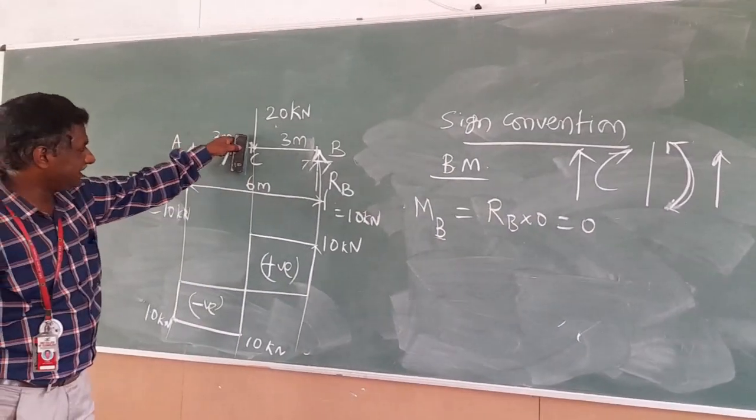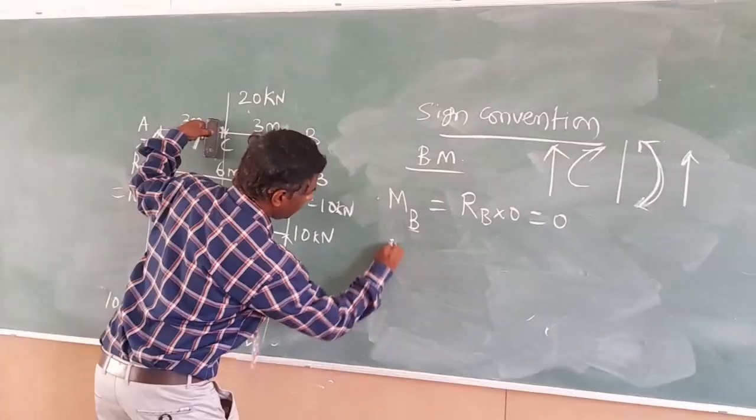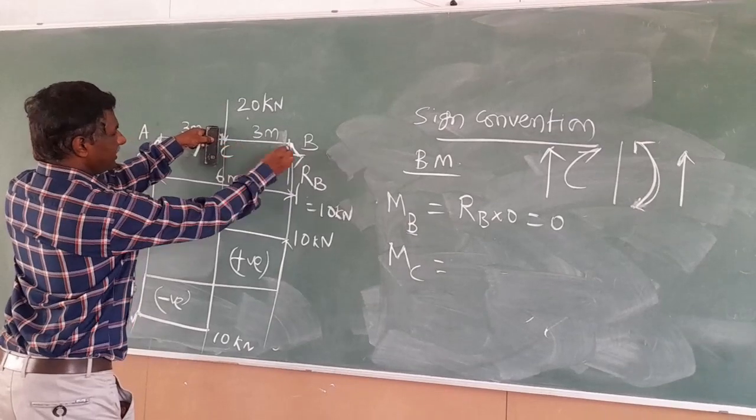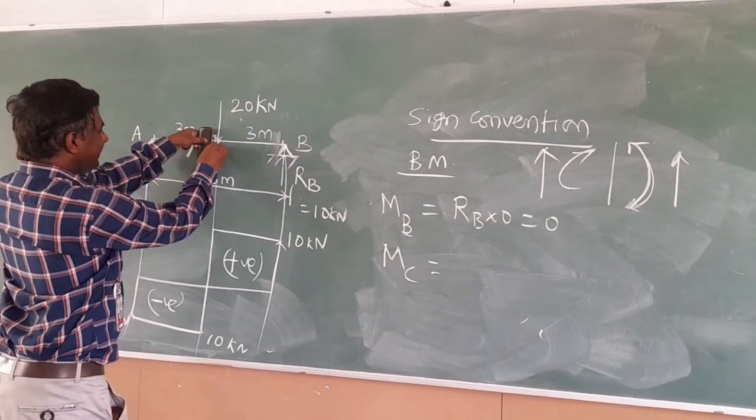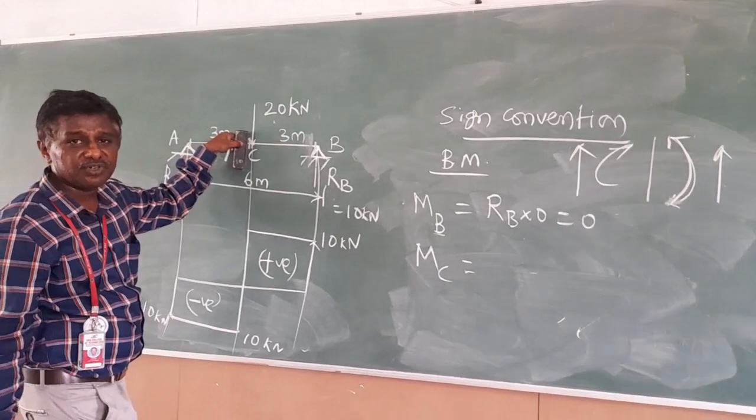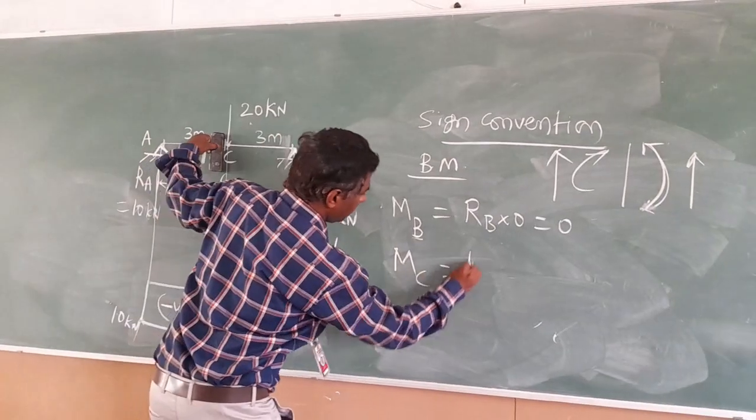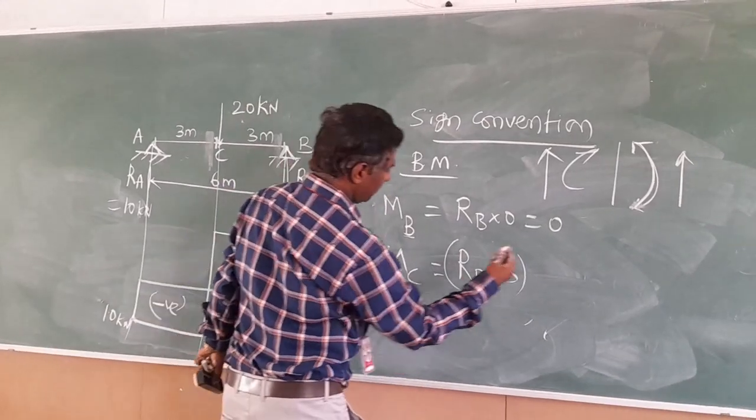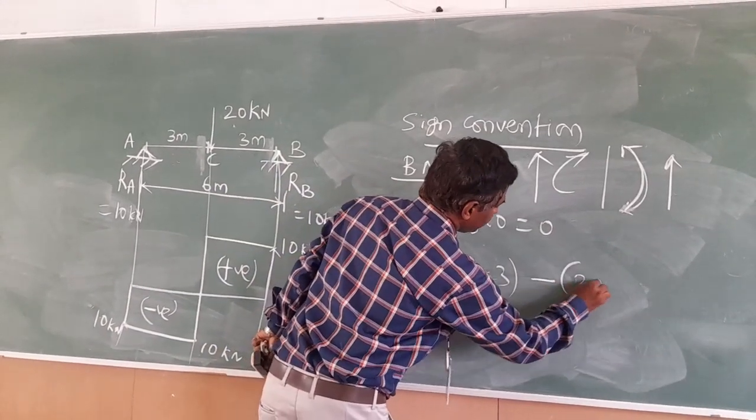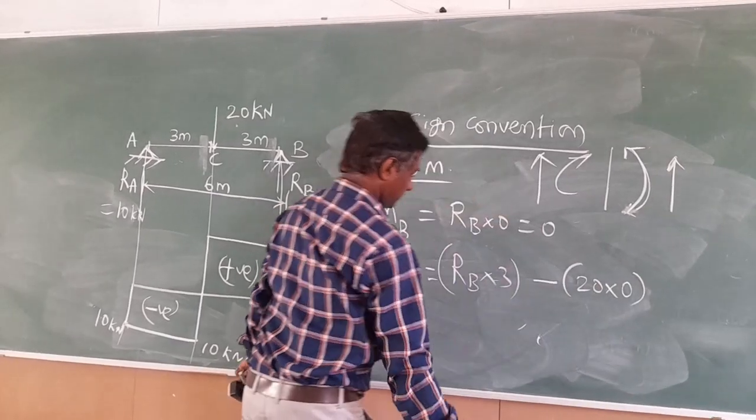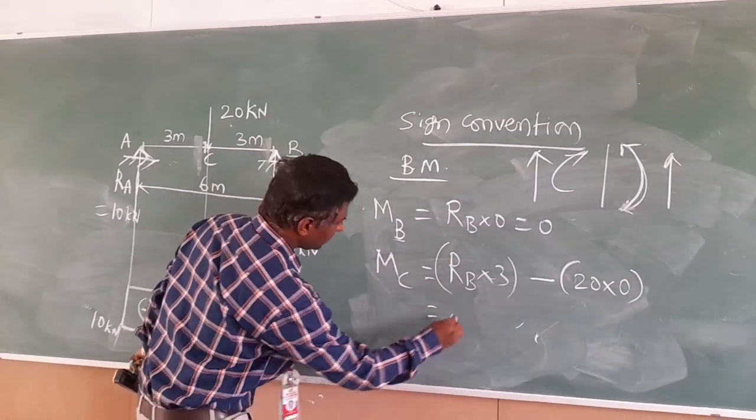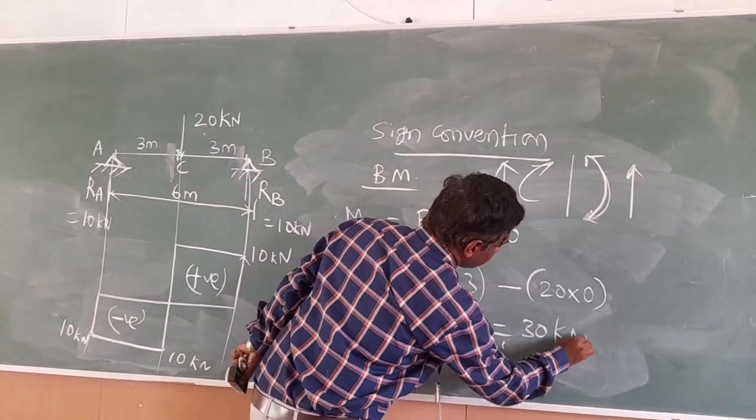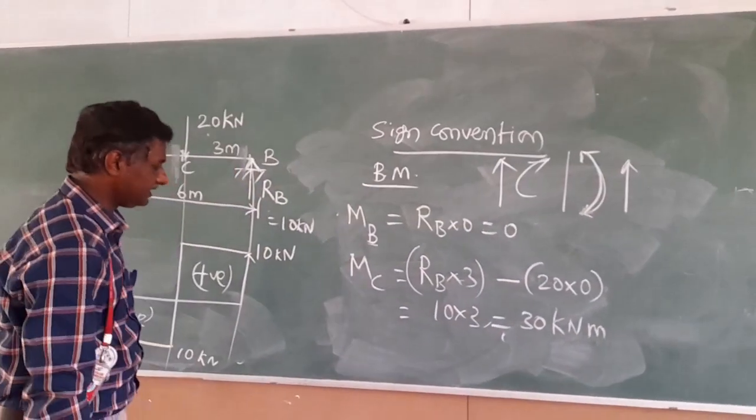Next, move on to point C. So M at point C is equal to, considering the right side, RB into 3 meter. And the 20 kN load acts exactly at point C, so there is no distance. So RB into 3 minus 20 into 0. What is the value? RB is 10, so 10 into 3, that is equal to 30 kN·m. The unit is kilonewton meter, that is MC.